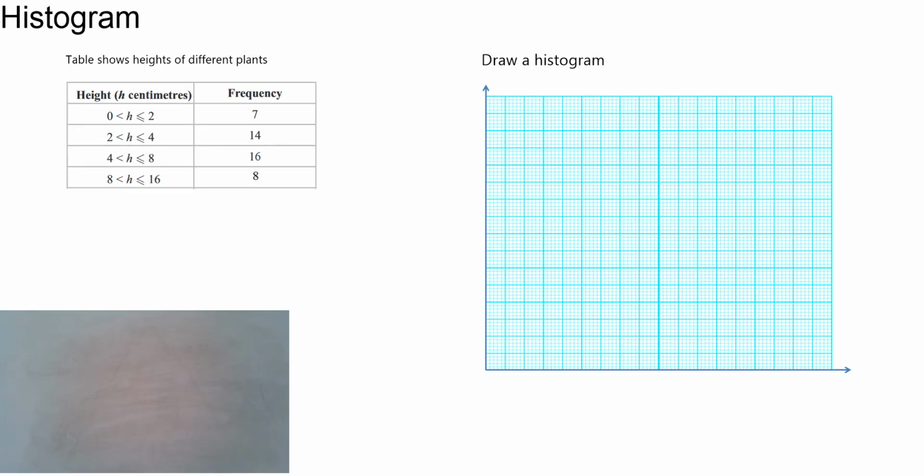What I will show you now is a basic histogram. On the left we have a table of information where we've got 7 plants that have a height of less than or equal to 2 centimeters but bigger than 0 centimeters. Here, 14 plants with a height of less than or equal to 4 centimeters but bigger than 2 centimeters, and so on. But for short, I'll just say 14 plants between 2 and 4.